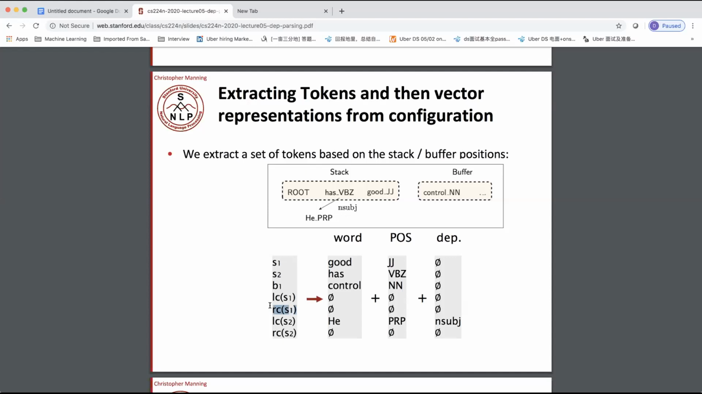Any thoughts on this? Because there's nothing. No one is dependent of good. No, it has something over there. If you do the right arc, you can shift the words, remember? You can shift the control. You can shift the control to the stack.